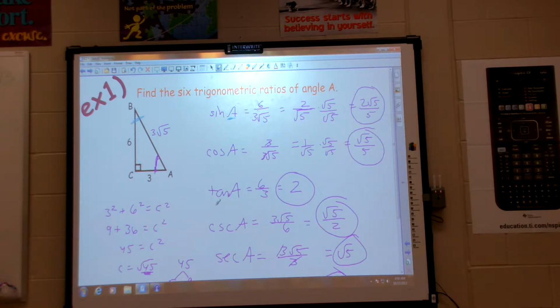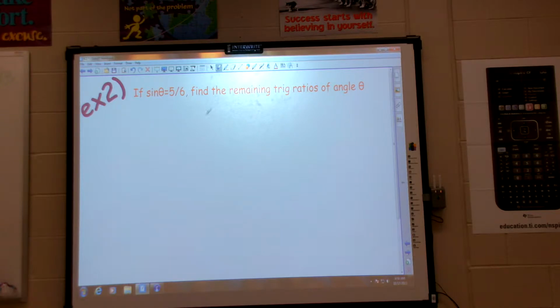Yeah. So here, I'm asking for theta. So the easiest way to do this one is to draw a generic triangle. You may be completely off, but it doesn't really matter. So I'm going to call one of my angles theta. Now if sine is 5/6, wouldn't that be opposite over hypotenuse? So opposite over hypotenuse. Exactly. So let's find the other side.